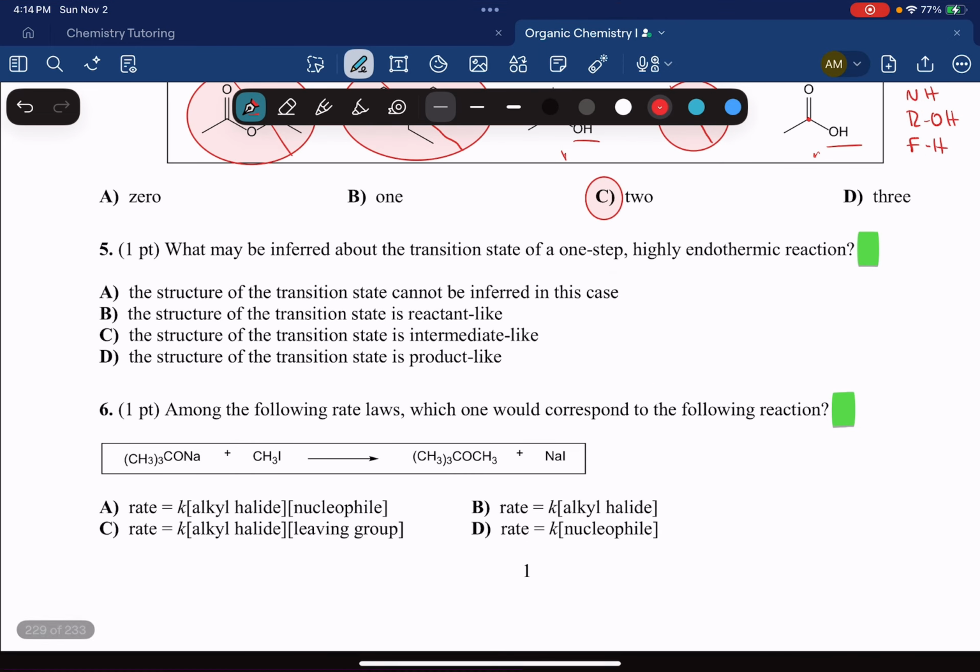What can be inferred about the transition state of a one-step, highly endothermic reaction? Okay, I didn't talk about endothermic versus exothermic, so I apologize for that. But what we're going to be looking at really, because it's the transition state, which on a map like that is going to be like this, right? One step, so it's got one hump. Highly endothermic, so our products are higher than our reactants.